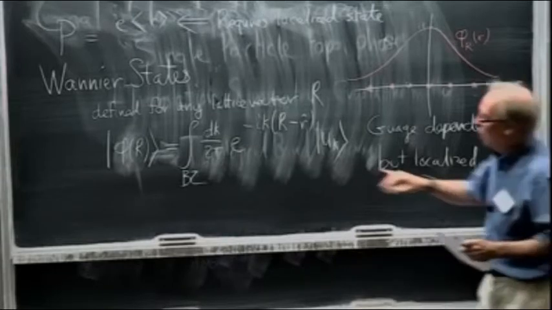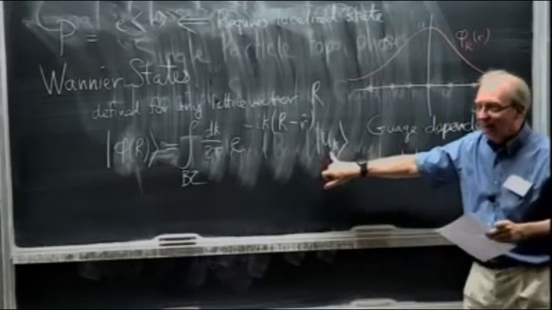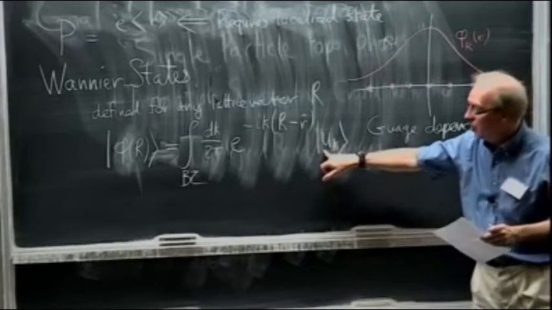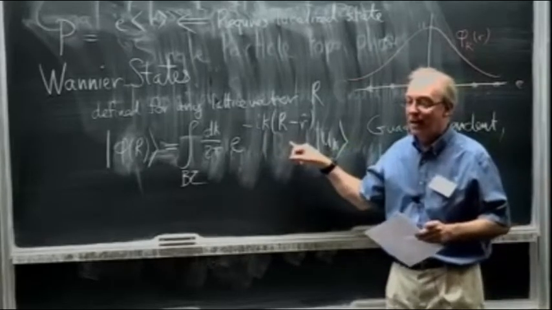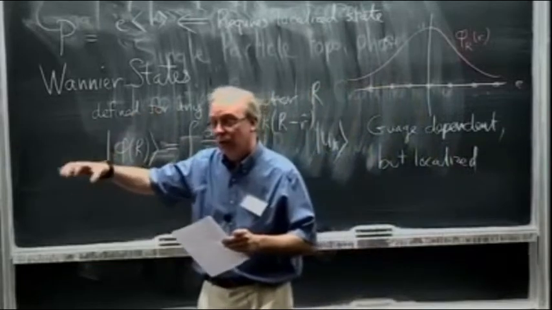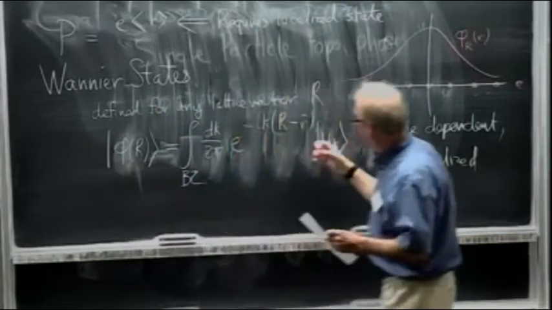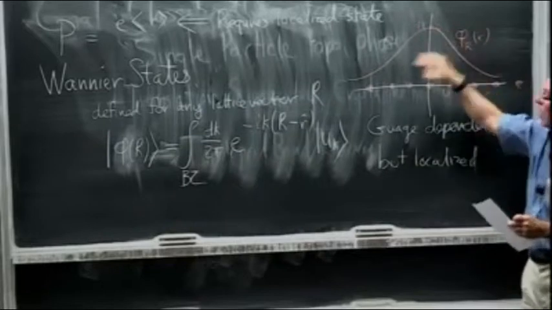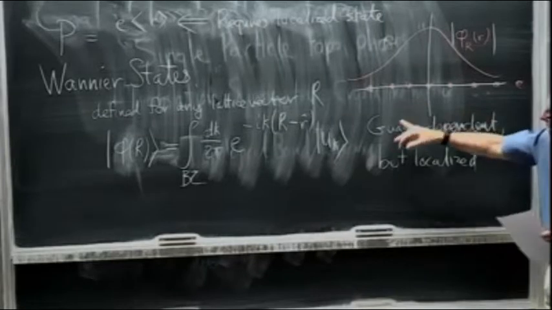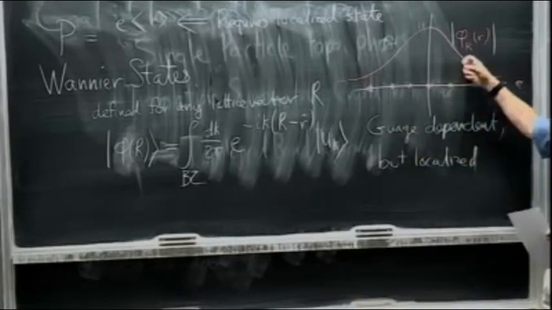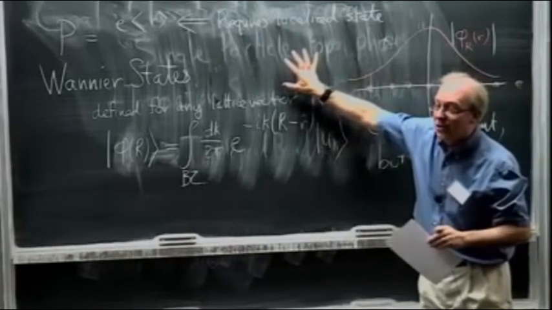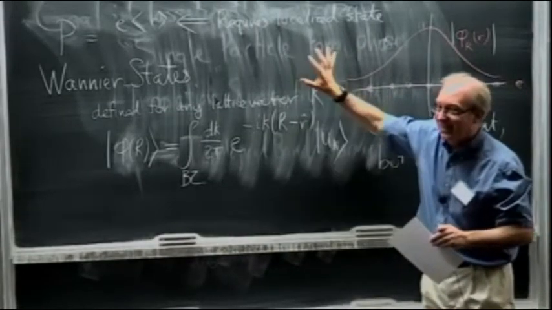When I say gauge, I'm referring to the gauge transformation on U of k. So if I do a gauge transformation, then I'm Fourier transforming a different function. I could do a gauge transformation which is nice and smooth, and so then it'll still be localized. I guess I should say that this is the modulus. But it won't be the same. In fact, it may even be located somewhere else.